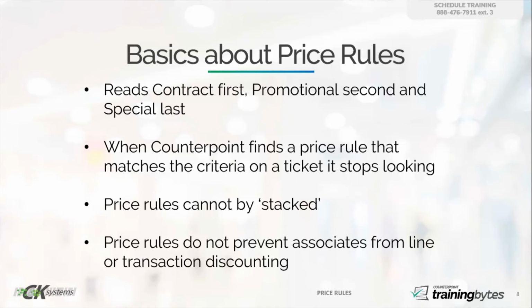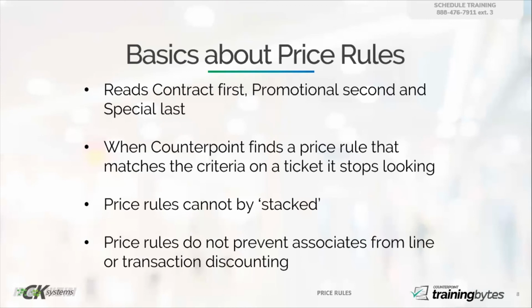looking. So therefore, you can't stack your price rules, meaning if I'm offering a shirt at 50% off with one price rule, and then there's another price rule for that same shirt at 25% off, Counterpoint's not going to apply the 50 and then the 25. It finds the 50 first, depending on the group order. It just stops looking. So you can't stack your price rules.